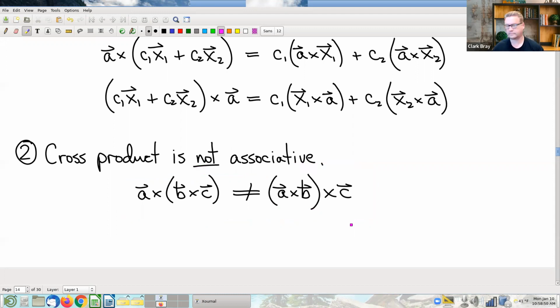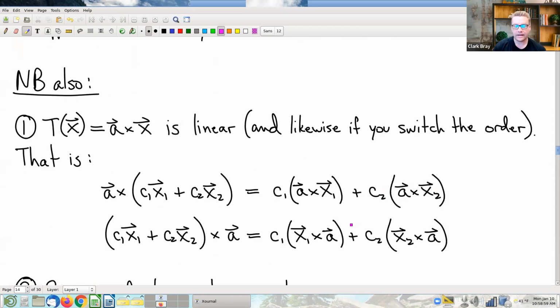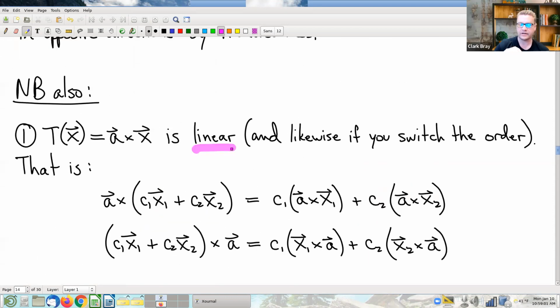Okay, pausing again. Are x1 and x2 just some random vectors? Yeah, that's right. When I say linear, what I mean is that no matter what, this is true for any X1, X2, and any C1, C2. This is true for all of those things. So this is the same notion of linearity as from linear algebra. Yeah. So any vectors and any scalars, this always works. Anybody else? Okay. All right.